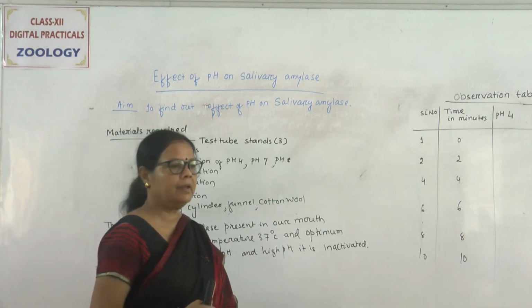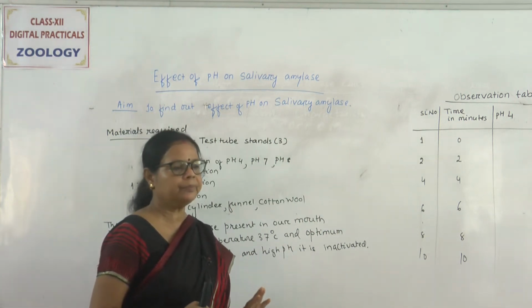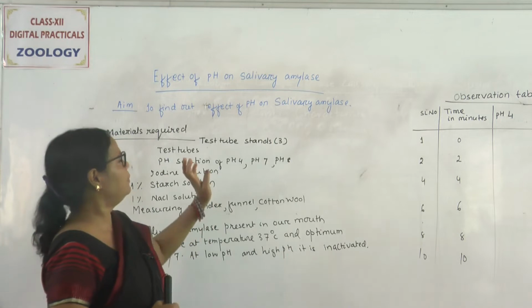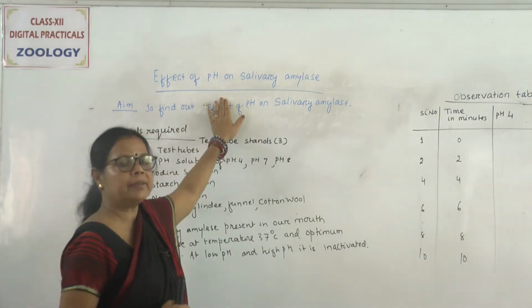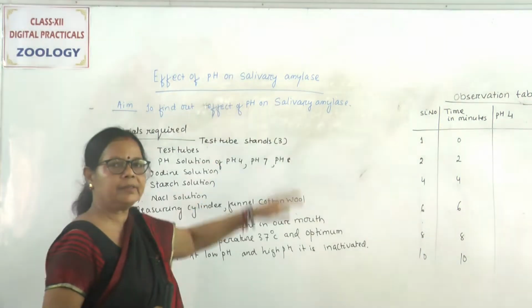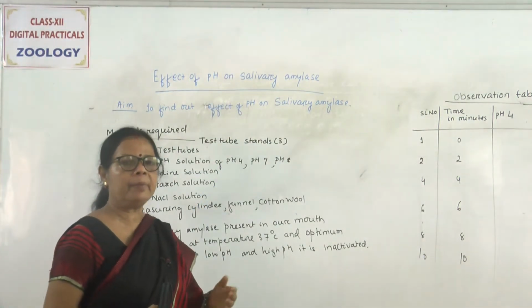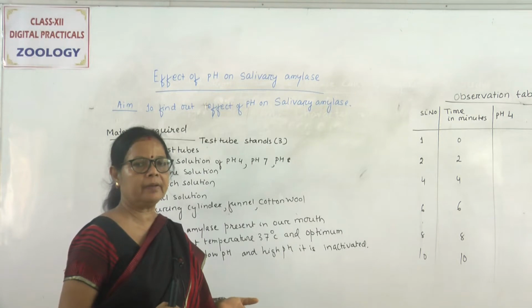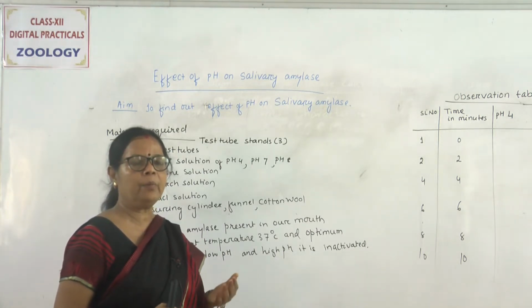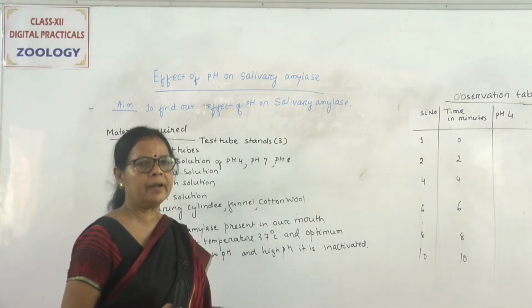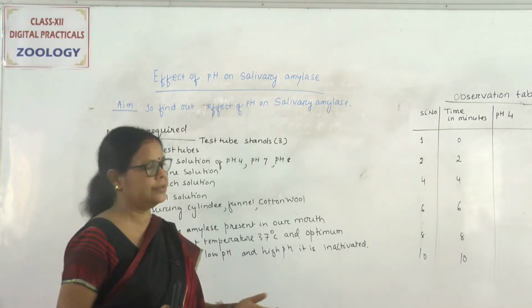Hello students, already two experiments are over. So now I am going to demonstrate the effect of pH on salivary amylase. You know that salivary amylase is active at optimum pH, that is 7 or 6.8, but it remains inactive in low pH or highly acidic conditions and in high alkaline conditions.